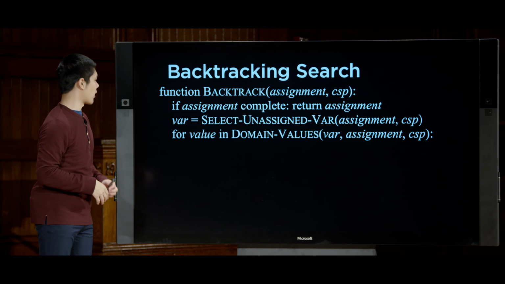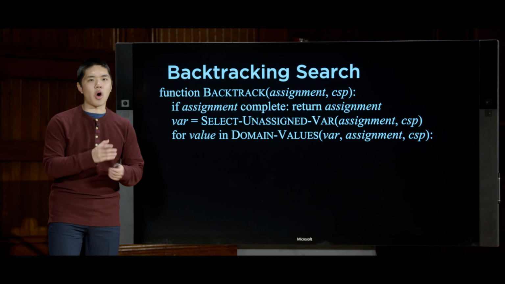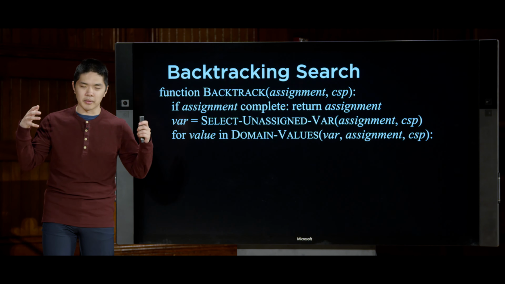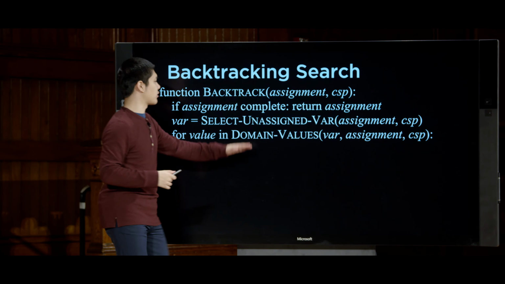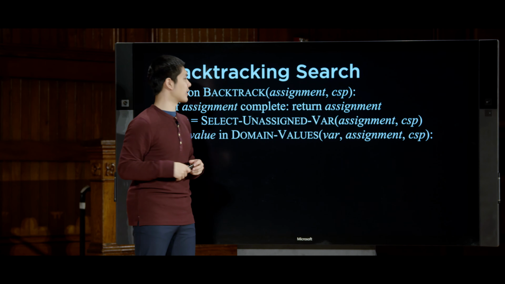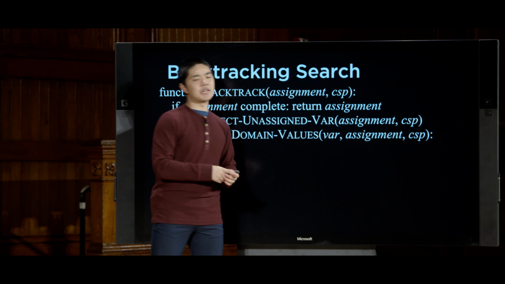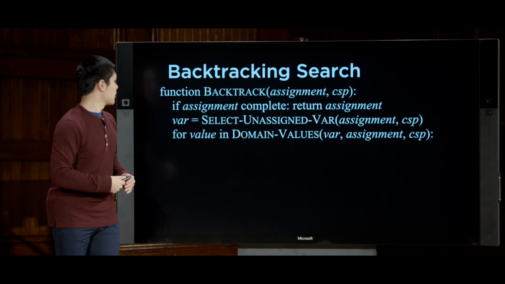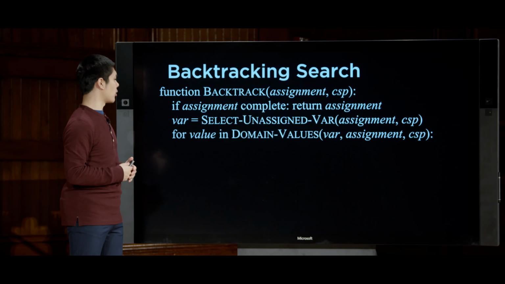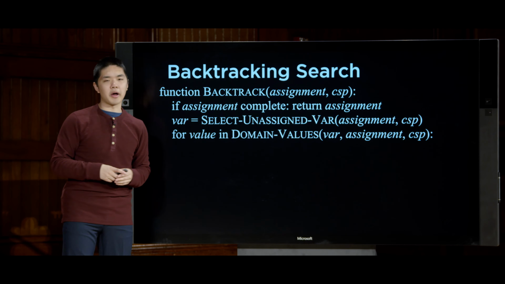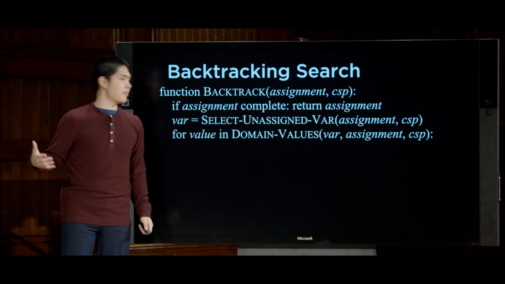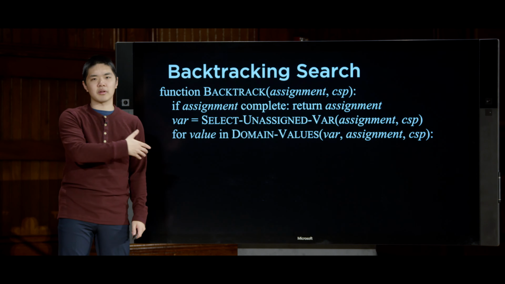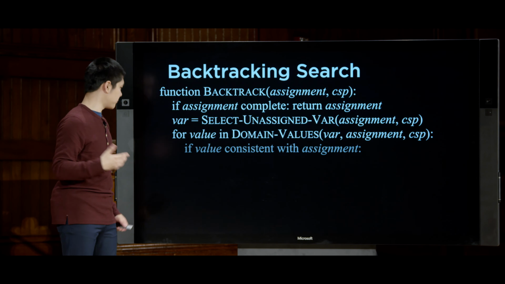And I'll go ahead and take that variable. And then I need to consider all of the values in that variable's domain. So we'll go ahead and call this domain values function. We'll talk a little more about that later. That takes a variable and just gives me back an ordered list of all of the values in its domain. So I've taken a random unselected variable. I'm going to loop over all of the possible values. And the idea is let me just try all of these values as possible values for the variable.